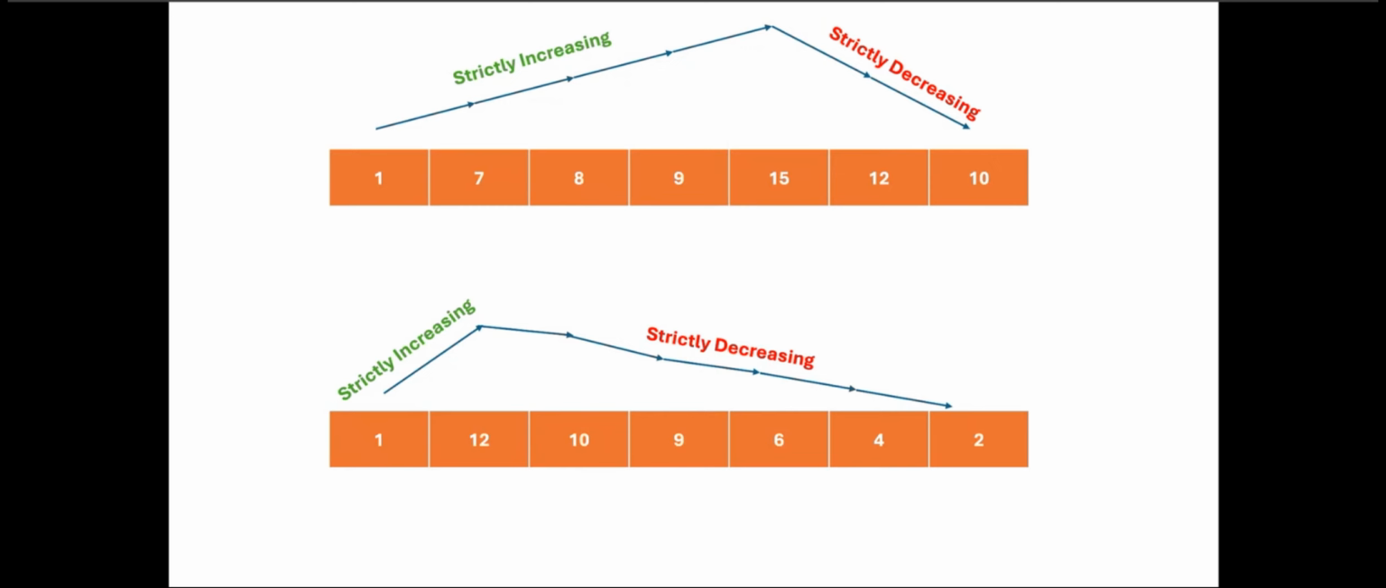Now let's understand some examples which are not a valid mountain array. For example, this array. If you see, this is already in descending order. The array is in descending order, so if you look at the line, it is just decreasing. For an array to be a valid mountain array, it should be increasing first and then decreasing from one point till the end of the array. So this is not a valid mountain array.